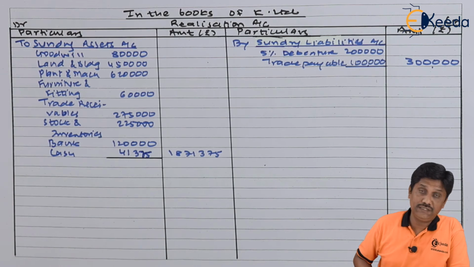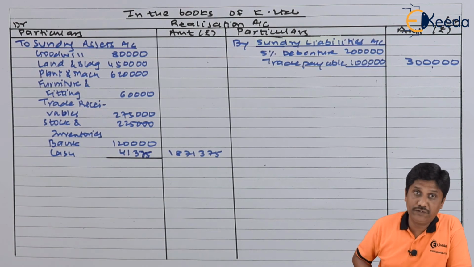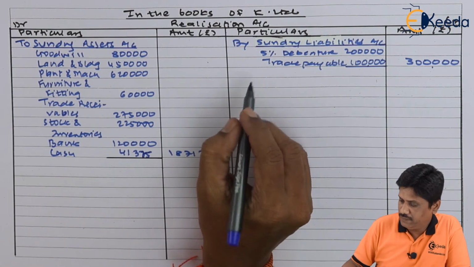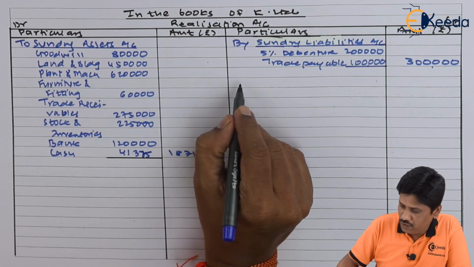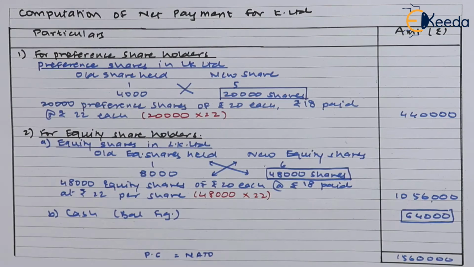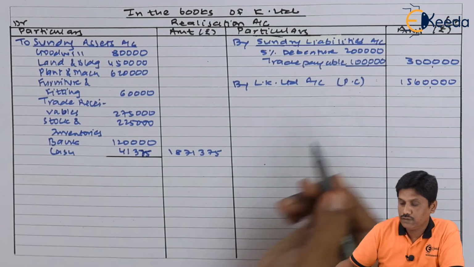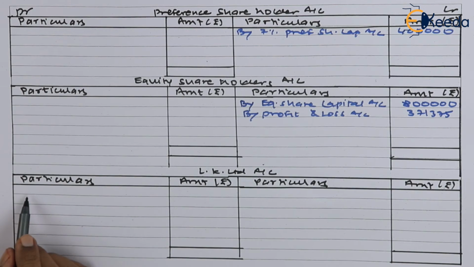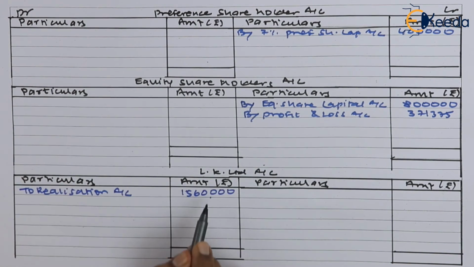Friends, for recording PC, our entry is LK Limited account debit to realization account. So here on the credit side of K Limited's realization account, I am writing by LK Limited account in the bracket PC. What was the PC? Let us see. For K Limited, your PC is 15,60,000. This will be debited to LK Limited account. LK Limited account we are ready with. Here I will write to realization account 15,60,000. It is how we have recorded the PC.